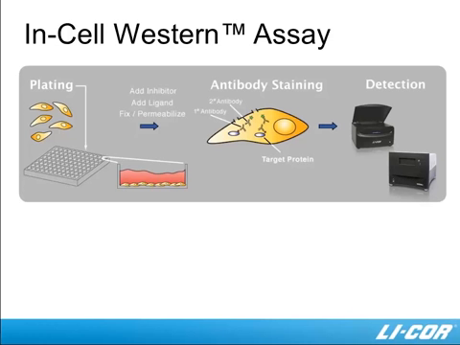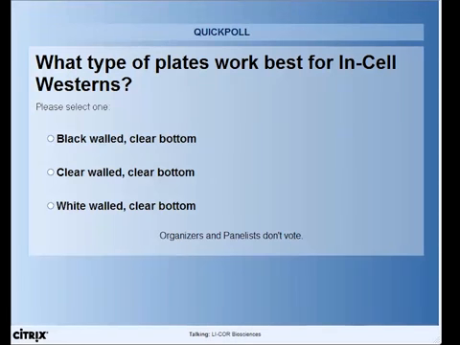So at this point, why don't we stop and take a poll? Ashley? Sure, John. Let me pull the question up. The question is, what type of plates work best for in-cell westerns? You can choose from black-walled with clear bottoms, clear-walled with clear bottoms, or white-walled with clear bottoms. Go ahead and click the radio button next to your answer choice, and we'll give everyone just a couple of moments to choose an answer.